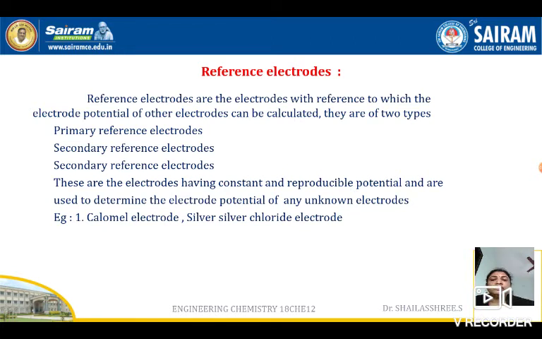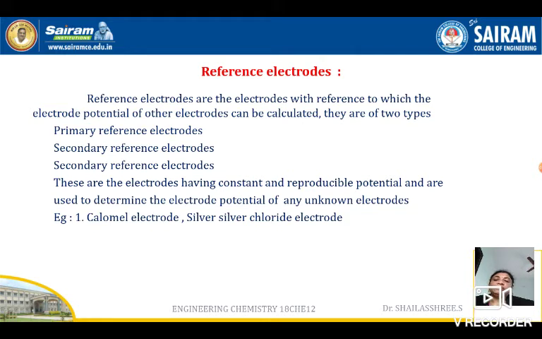What are the difficulties caused in the SHE? It is difficult to maintain the concentration at 1 atmospheric pressure, the potential varies with the variation of temperature, and the platinum wire gets easily poisoned due to the impurities present in the hydrogen gas. So due to these difficulties, the standard hydrogen electrode is no more used. The secondary reference electrodes came into existence.